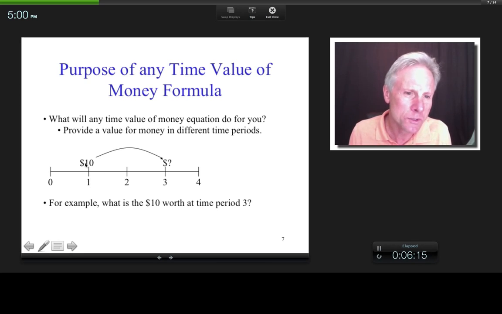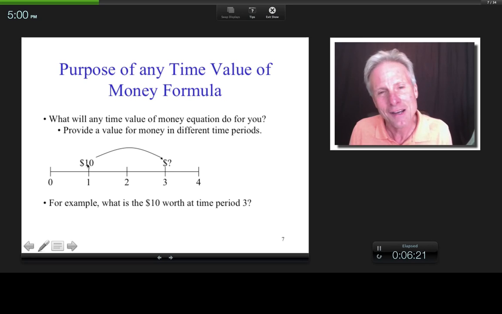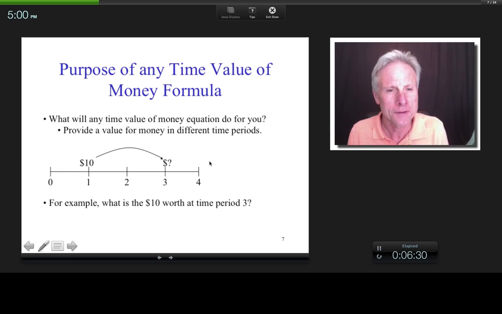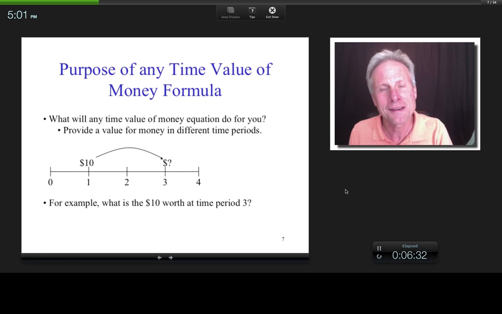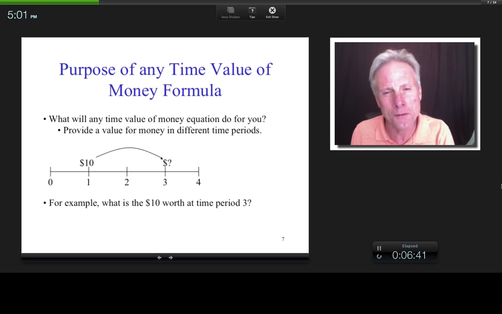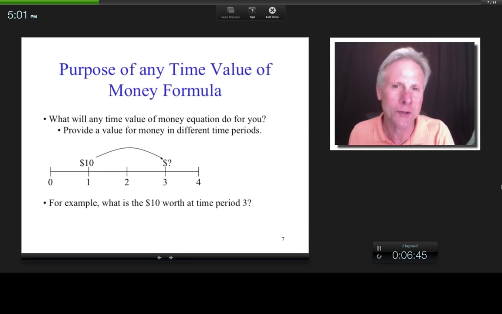In any case, what's on top is $10. So if this is today, time 0, and if these are years, this would mean, hey, 1 year from today, I expect to get $10. And so what will any time value of money equation do? Well, it'll take this $10 and move it any way you want along the time diagram. So for example, what is it worth at time period 3? And that's what we'll be doing in single cash flow principles. Be able to move the $10 anywhere you want along the timeline diagram, as well as get into other details about single cash flow principles.